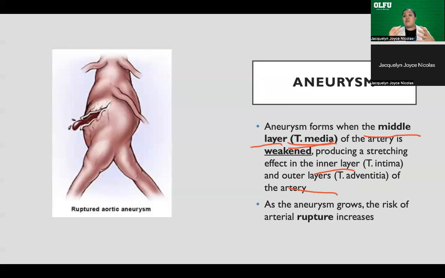It can only expand so much. It's like balloons, they have sizes. So if you blow it more than what is expected, it will burst. The same goes for our artery. If there is so much pressure inside than what it can handle, definitely it can also rupture. And again, arterial rupture is quite life-threatening. Okay?